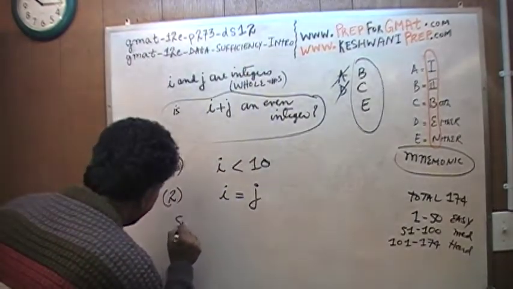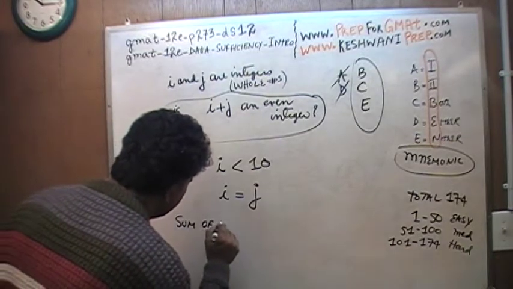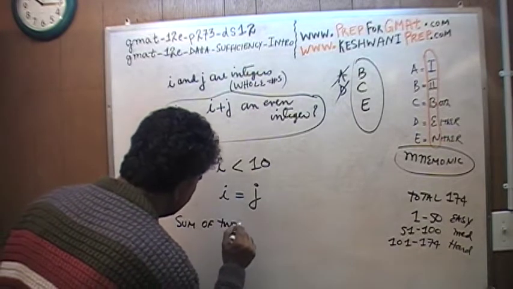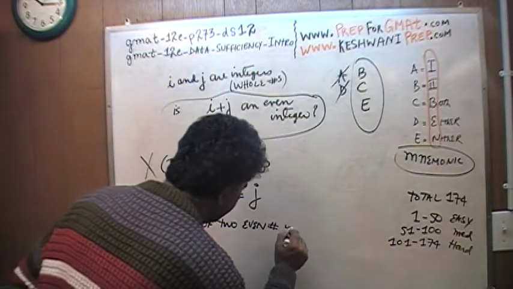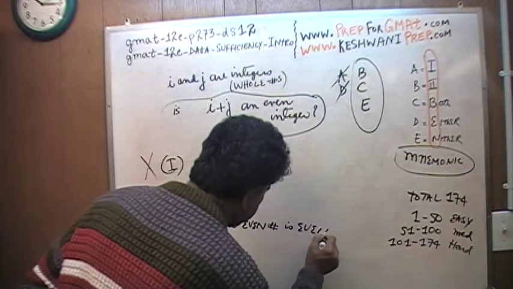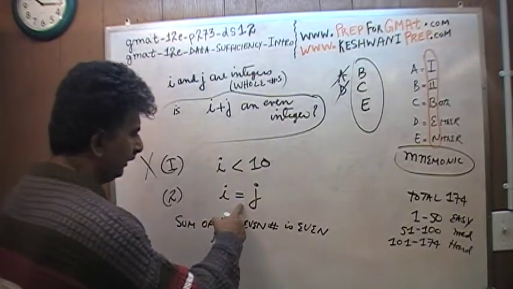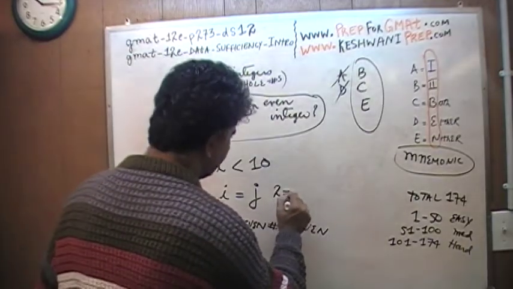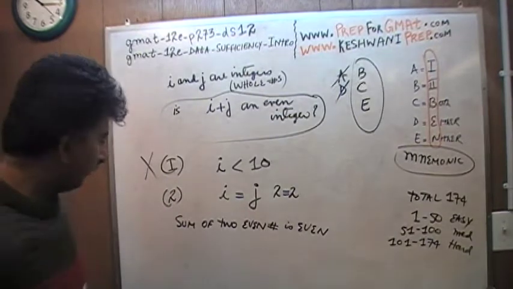the sum of two even numbers is even. Of course, the sum of two even numbers is even, because if I equals J, then maybe it is 2 equals 2. And if 2 equals 2, then 2 plus 2 is 4, which is also even.